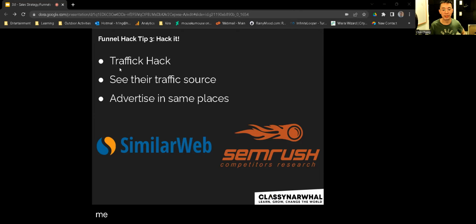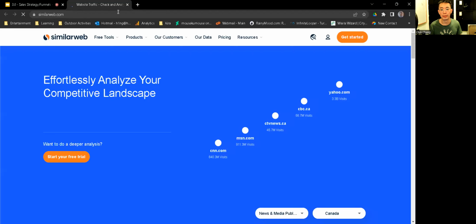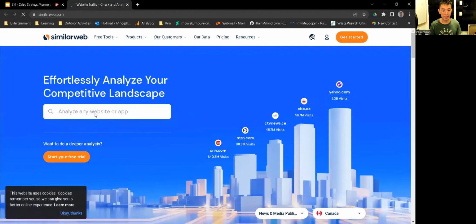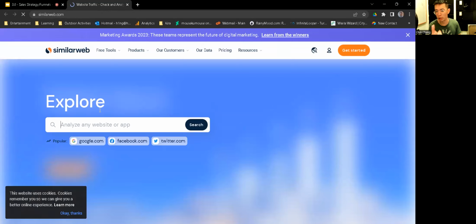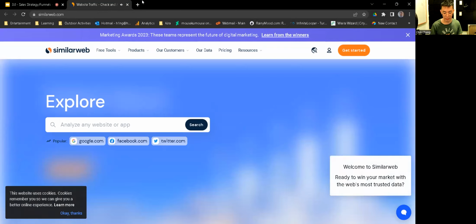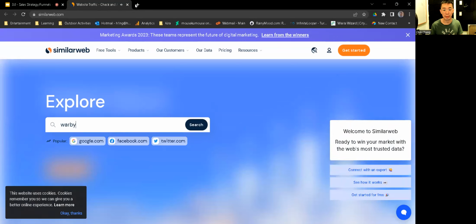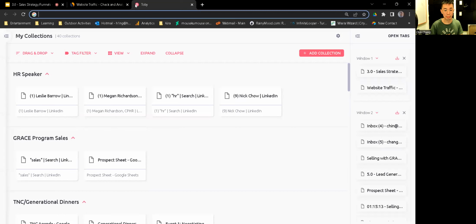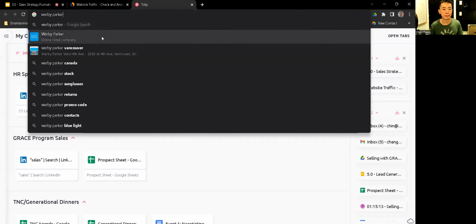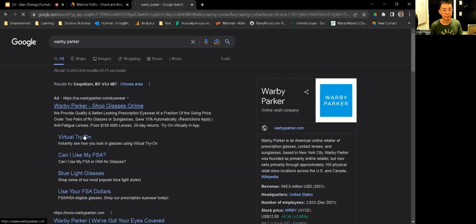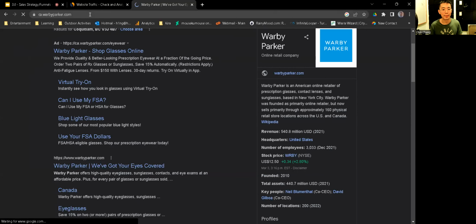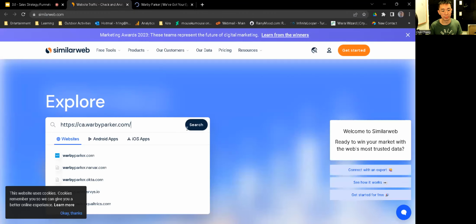Let me try and see if I can find one that is suitable. Let's take an example over here. And I'll try to use a bigger company because usually if it's a small competitor, then there won't be a lot of information about them. But let's say I'm trying to sell glasses. What's the Warby Parker website? Here we go, Warby Parker, a Canadian website.